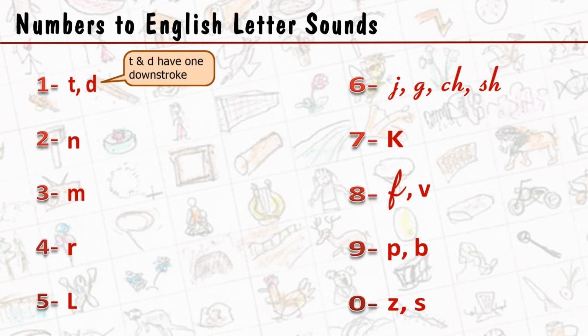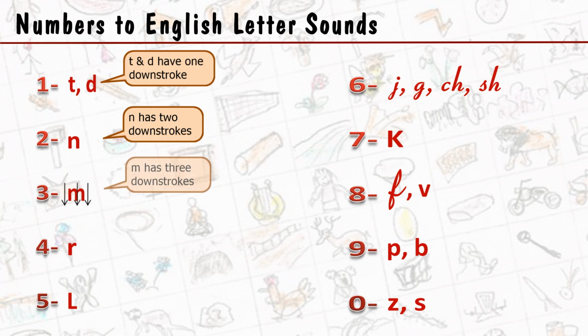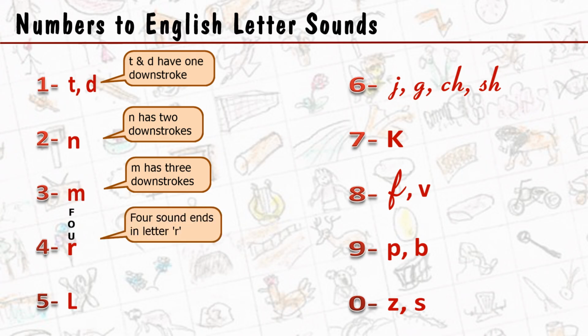Both T and D have one down stroke, so it is okay for associating it with number 1. Letter N has 2 down strokes to be associated with number 2 appropriately. Letter M has 3 down strokes, so it is well connected to number 3. For number 4, the peg is different. When you spell 4, it ends at letter R, which is the most prominent sound also. So we connect R to number 4.